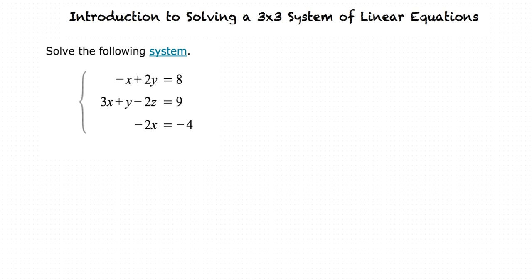Solve the following system. Negative x plus 2y equals 8, 3x plus y minus 2z equals 9, and negative 2x equals negative 4. When we look at this system, the first thing we want to do is find the simplest looking equation. Which one seems to be the simplest? I think the third one does, because it's already set up so that we can easily solve for x. Yeah, so when we solve for x, we can then substitute that into another equation to solve for another variable. Then we can substitute again to solve for the final variable.